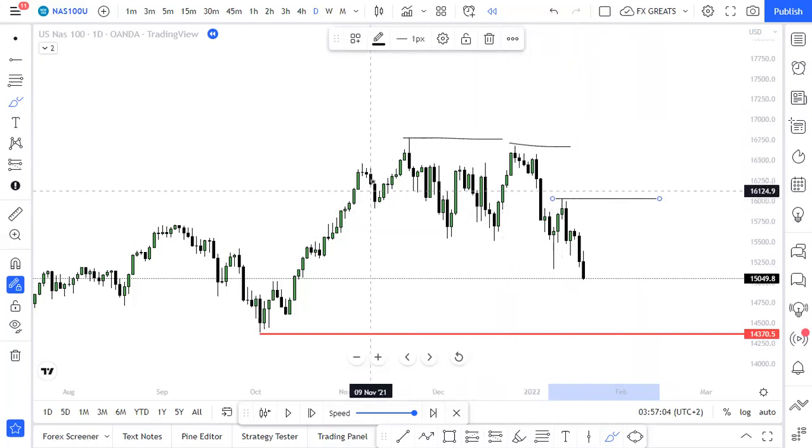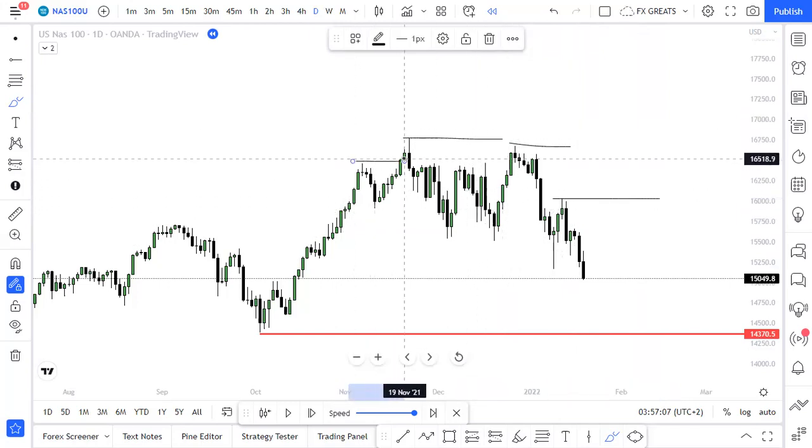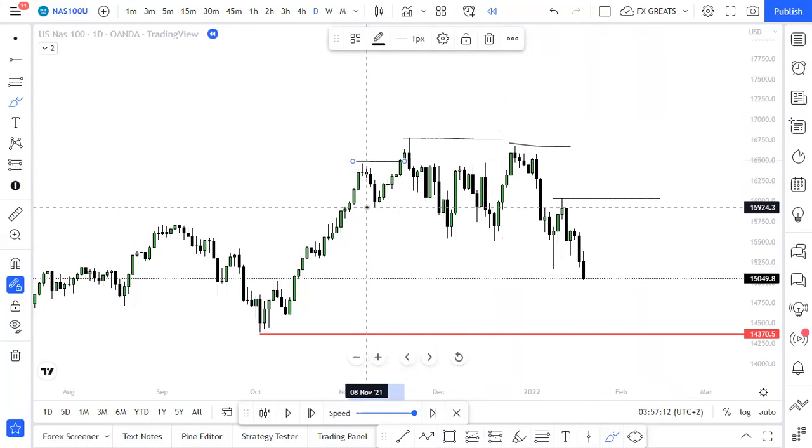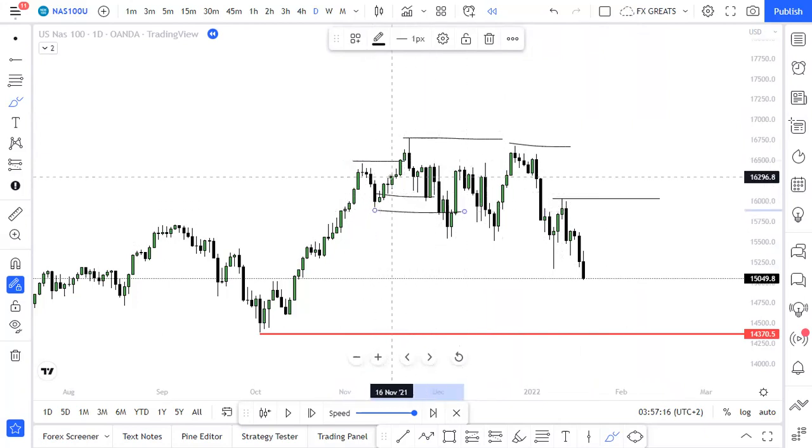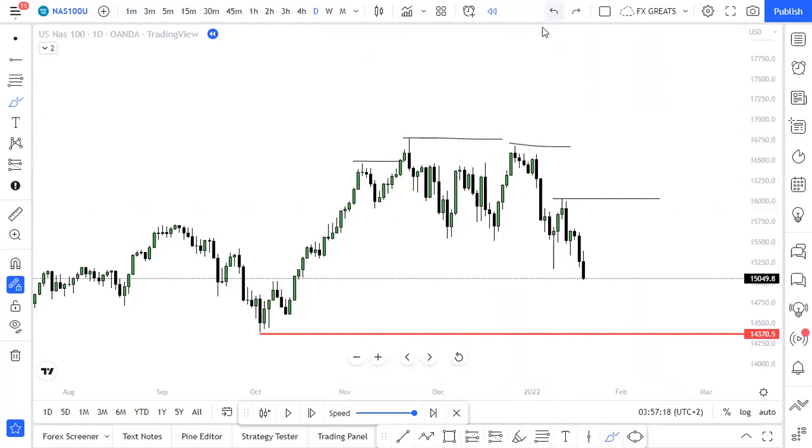Even check here, this low. Didn't you break the structure here? Yeah, you did. Why did this low not hold the price? Because here there were a lot of order blocks. A lot of people were waiting for an order block. Some were having support, some were having resistance or trend lines, and then they got taken out.